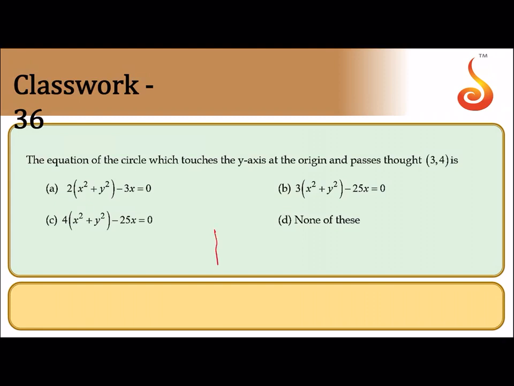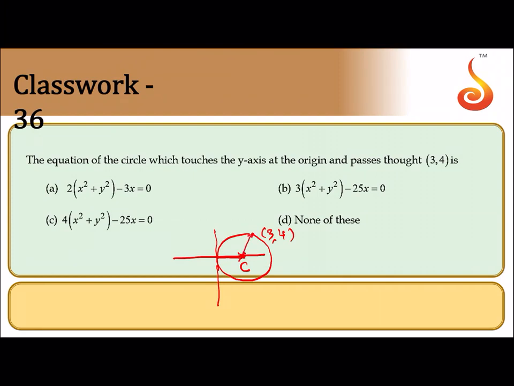Question number 36. Equation of circle touching the y-axis at the origin and passing through 3, 4. Touching the y-axis at the origin means like this. This is the y-axis, and it also passes through 3 comma 4. So obviously this will be the center, this will be the radius. The center will lie on the x-axis.